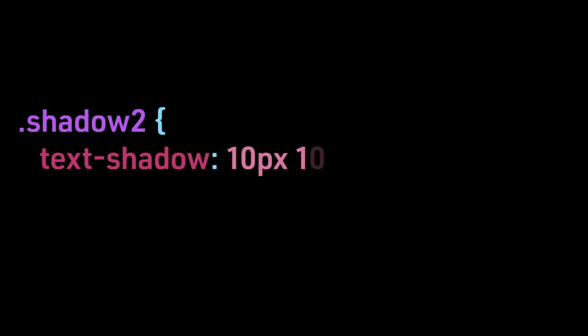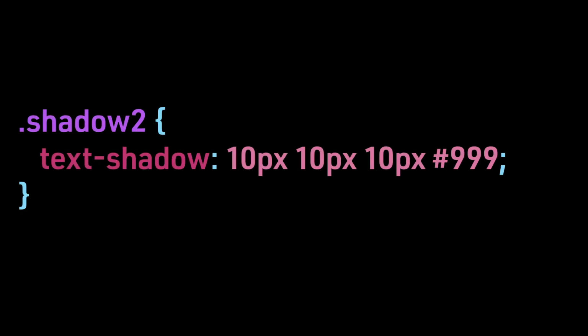.shadow2, text-shadow: 10px 10px 5px #999. In the second example, the shadow has more offset horizontally and vertically with some blur in a gray color that isn't as light as the first example.